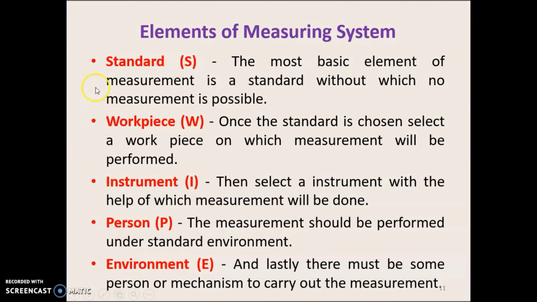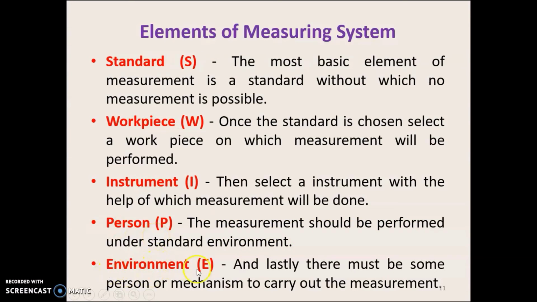Next, we have standard, workpiece, and instrument. Who is going to do the measurement? A person, or an automated machine with the help of a person, correct? So this person is definitely inevitable. He or she needs to be present for a measurement to be done. Even if the measurement is done using an automated machine, a person has to sit and see whether the value being recorded by the automated machine is correct or not. So definitely the person needs to be involved. The measurement should be performed under a standard environment by the person.